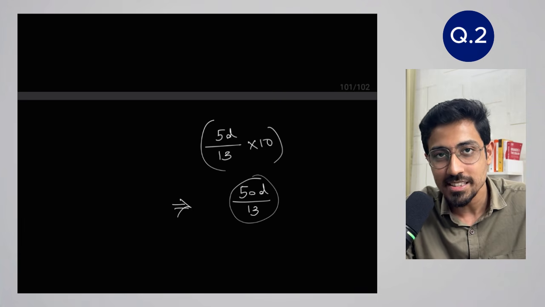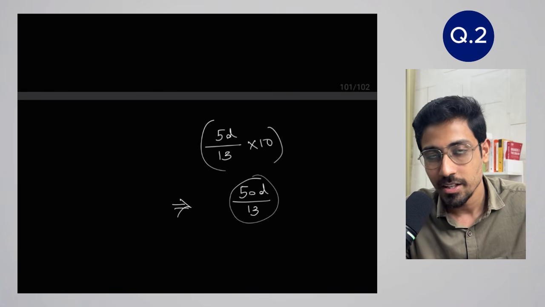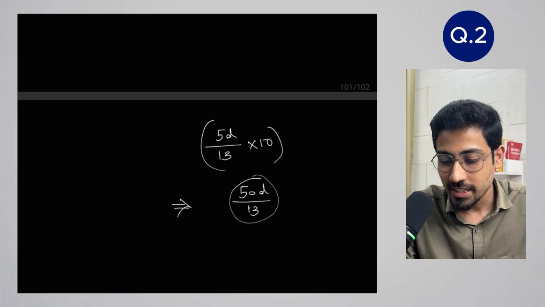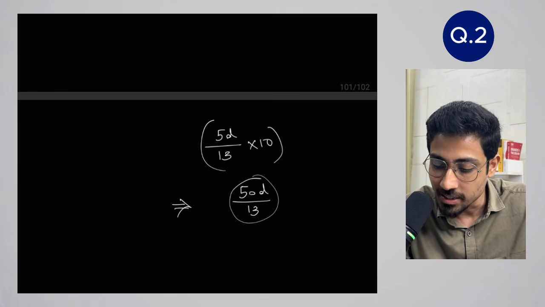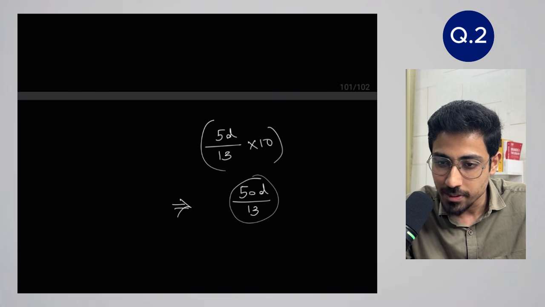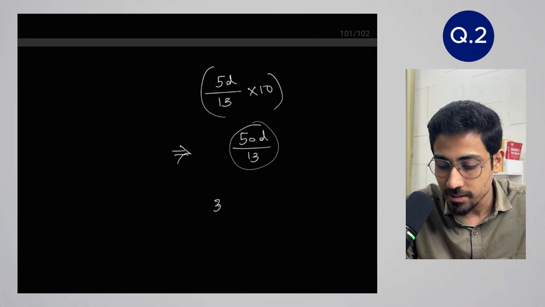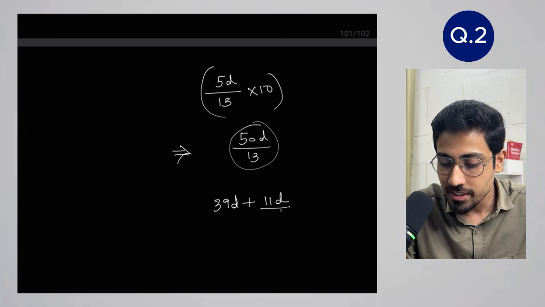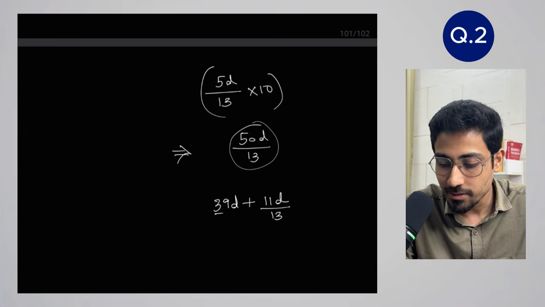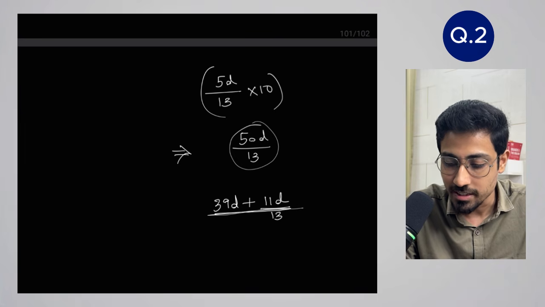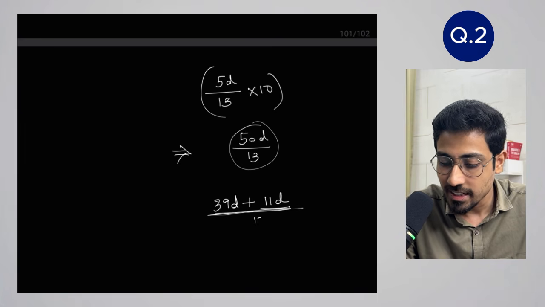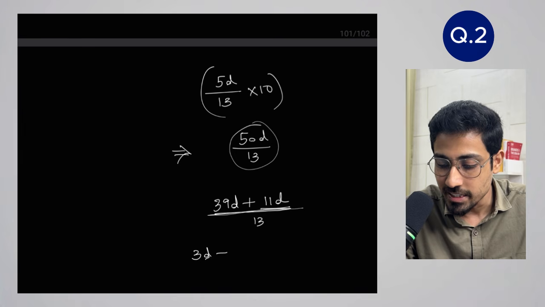This is the total distance A has covered till the 10th meeting point. Can I divide it into the closest multiple of 13? What will it be? It will be 39d, that is the closest that we get. So 39d plus 11d by 13 is what we have. We can write it like this, so this will be nothing but 3d plus 11 by 13d.